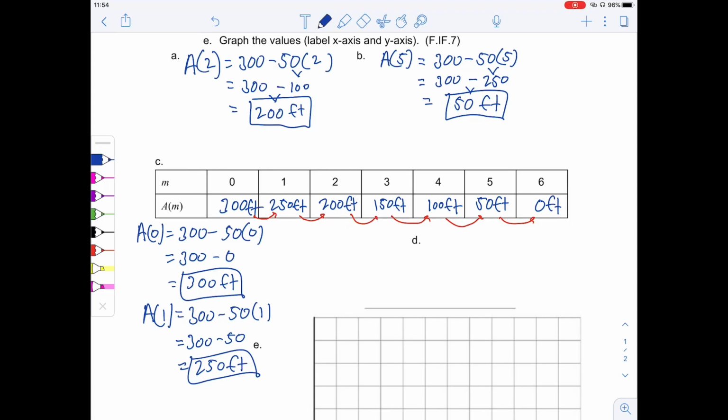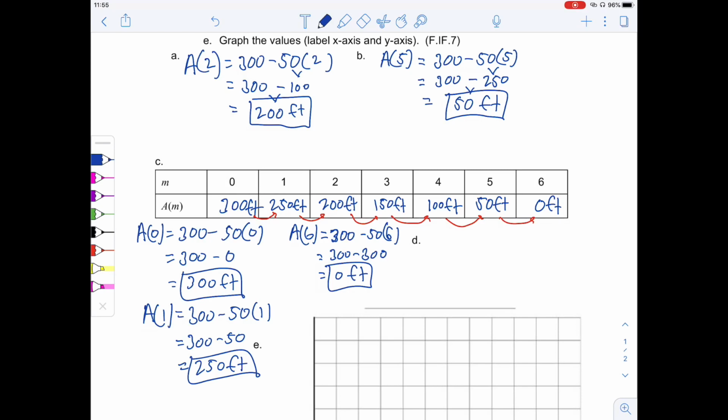And you can check your answer too. If we did A of 6, we have 300 minus 50 times 6. You get 300 minus 300, which is 0 feet. And that makes sense. Okay? So that's how you show your work.